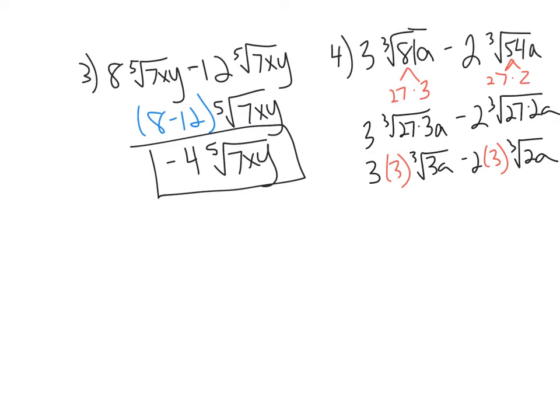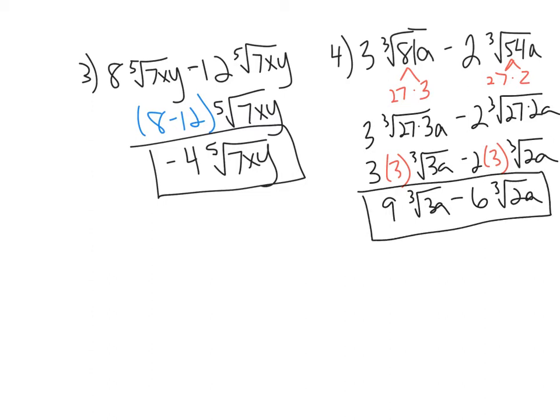So to simplify, we have a 3 times a 3 on the outside. 3 times 3 is 9. And we got a 2 times 3 is 6. And we look at our radicals. A 3a and a 2a, those are not alike, so I cannot do anything else. I am done. That's as small as I am going to be able to get it. Not too bad.